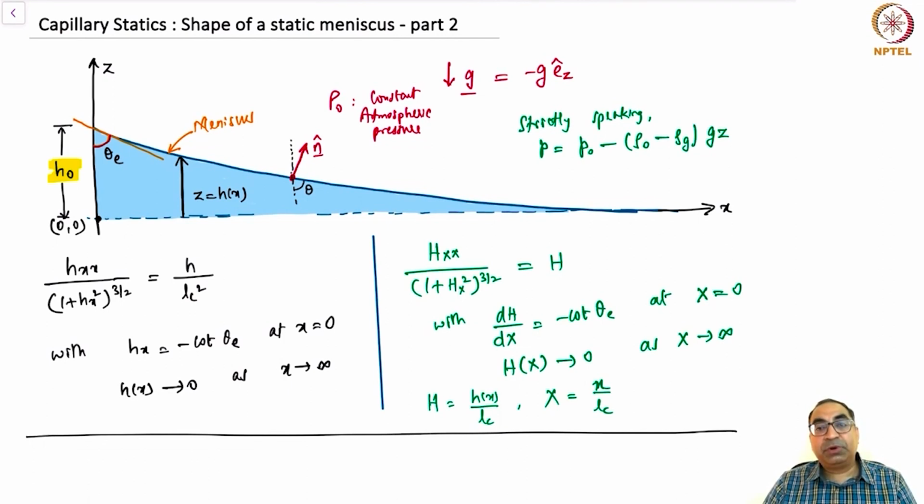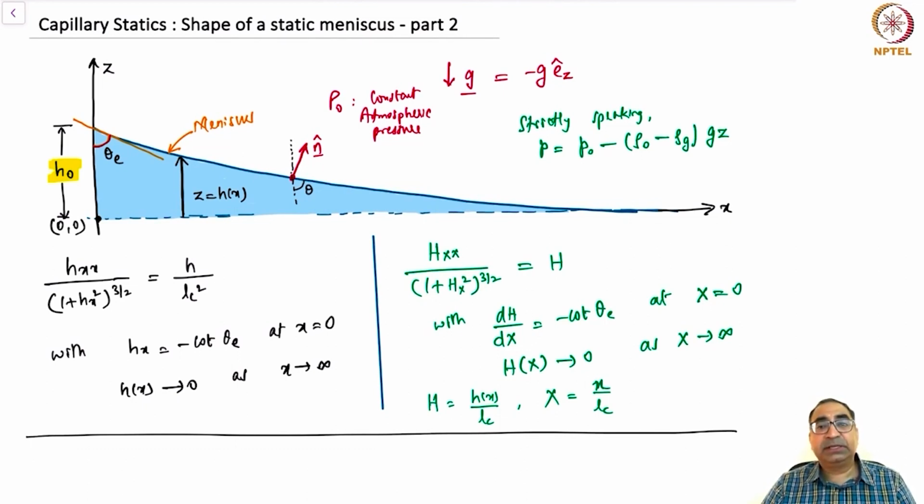Now, we want to ask a number of interesting questions related to this meniscus. For example, we want to find out what is the height to which the fluid rises. That has been denoted by H naught. I have highlighted it in yellow. That's the height to which the fluid rises. Now, what's the relationship between the contact angle and this height H naught?